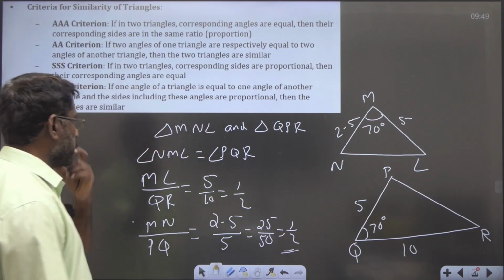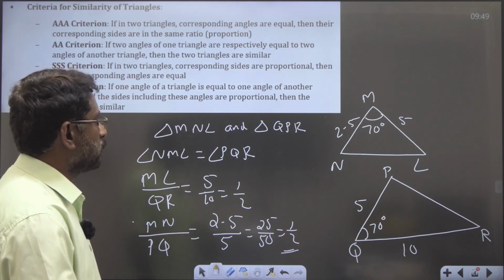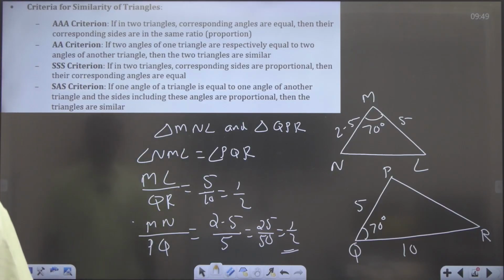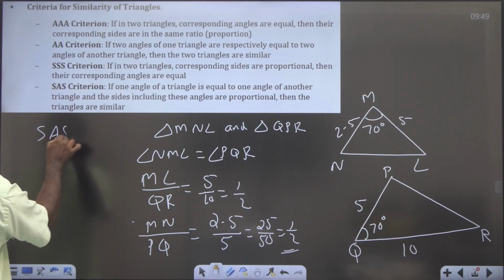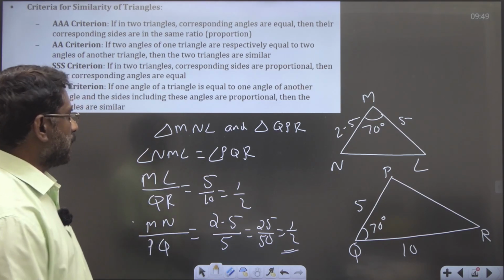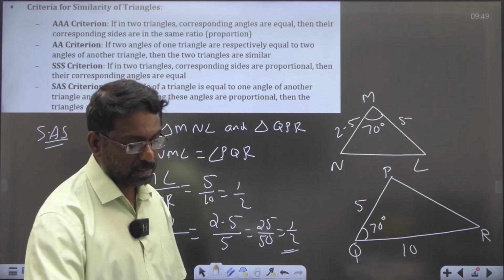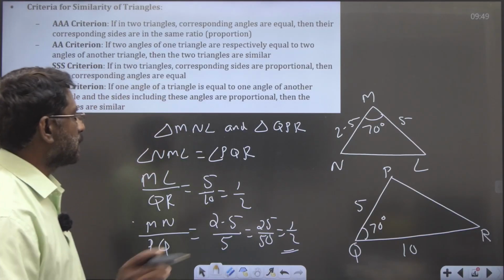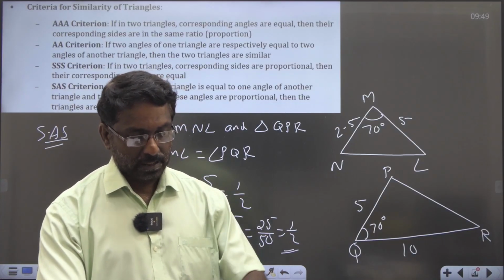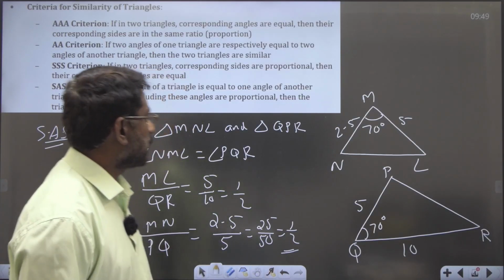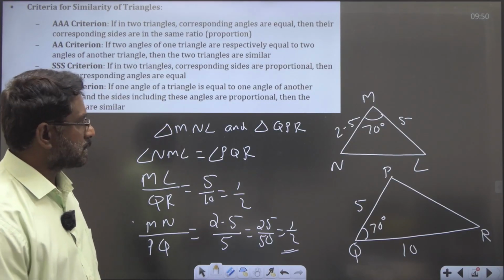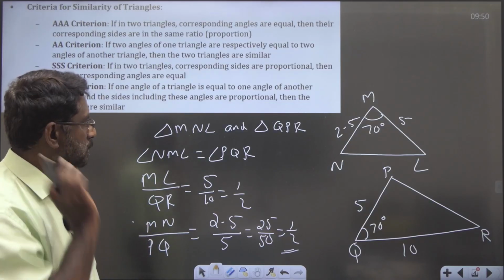Two sides are proportional, one angle is equal. What criteria we can use here? SAS, side angle side criteria. These two triangles are similar using SAS similarity criterion. Okay, do you understand this question? You understood this question? Okay.